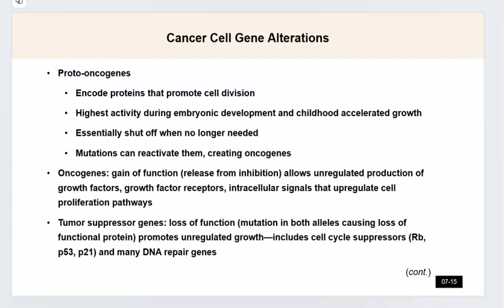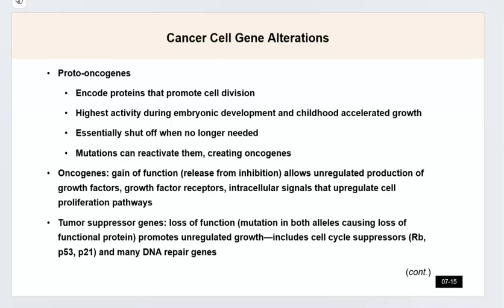So some of the things that we see that are very characteristic, right? We have to know how we identify a cancer cell, what the definition is, what are the common things they have in common together. One of the first things that cancer cells do is something with gene alteration. So remember we said we have our proto-oncogenes, which are really important to help rapid growth. They're highest during our embryonic period in childhood, and they essentially will just shut off when they're no longer needed. But if a mutation reactivates them, they become oncogenes.